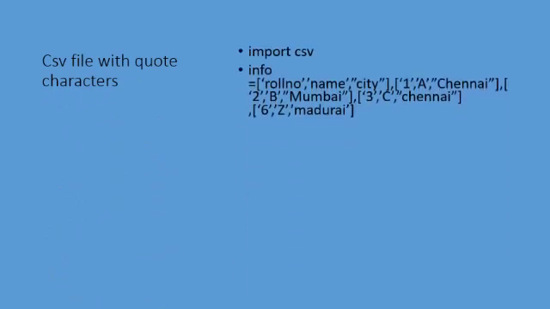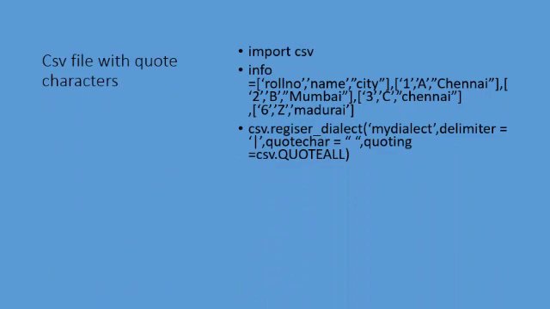Next, we can see about a CSV file with quote characters. Quotes refers to double quotes. If you want to add them, how can you give the coding for this? Let us see in this program.